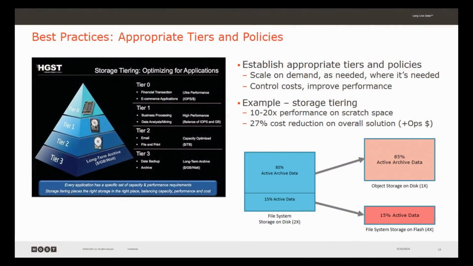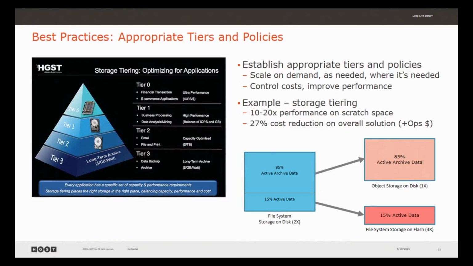Fortunately for us as a storage provider, we provide a full spectrum of storage, everything from the very high-end tier 0 types of devices, PCIe cards, high-speed flash, all the way down to the long-term archival requirements down at tier 3 with object storage. And so for us, it's really to help you accommodate each one of those tiers, use it where it's appropriate, and be able to scale individually into each tier as needed.